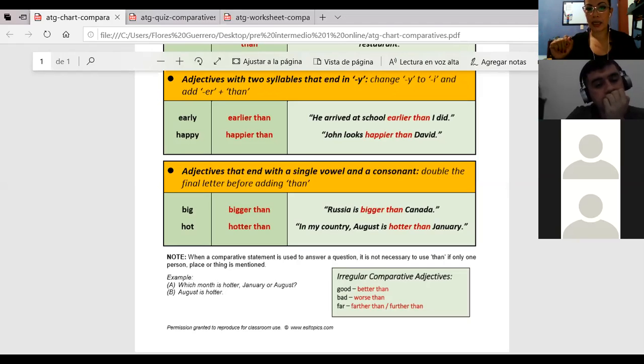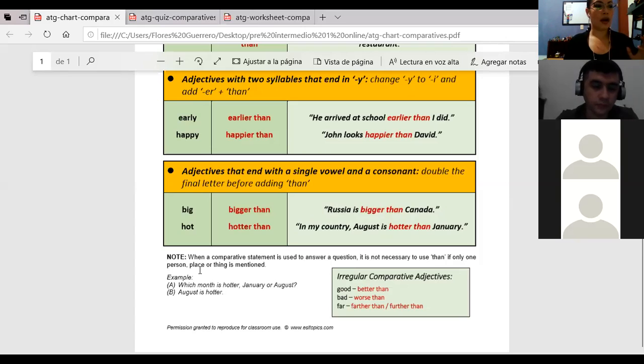Y termina en este patrón que dice acá, consonante, y antes de la consonante hay una vocal. Entonces aquí se duplica la última consonante, que en este caso es G. Bigger than. Russia is bigger than Canada. Ahí estamos comparando dos países. Rusia es más grande que Canadá. Russia is bigger than Canada.